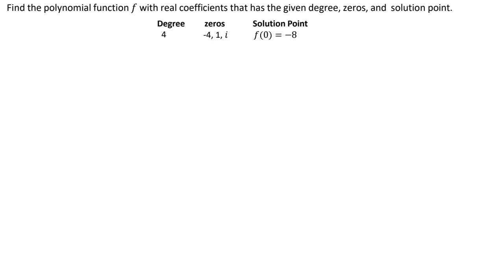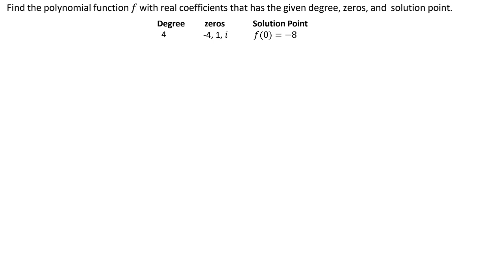So this problem states this: I want to find a polynomial that has a degree 4, has zeros at these values here, and I have a solution point. Again, this extra piece of information, the solution point, is going to allow me to get that leading coefficient. So let's go ahead and do it.